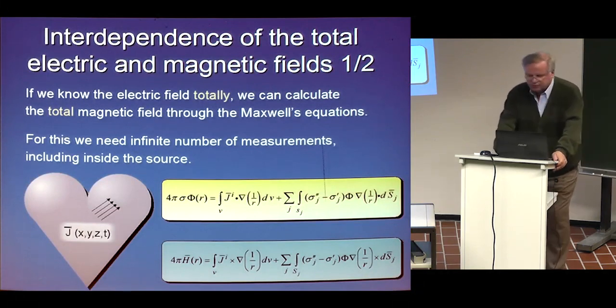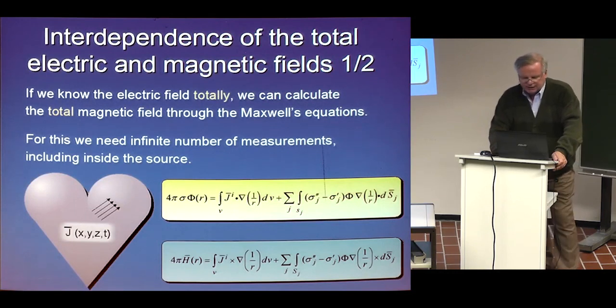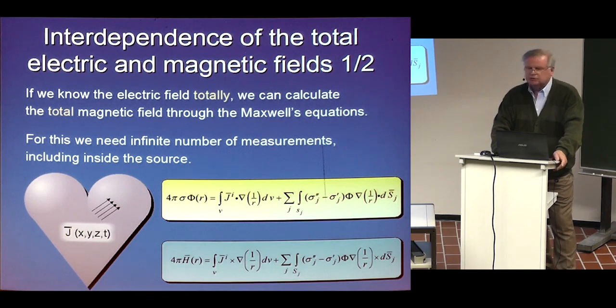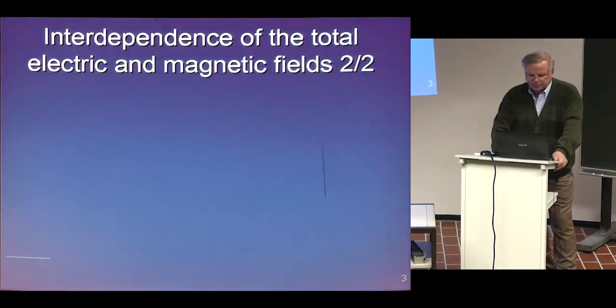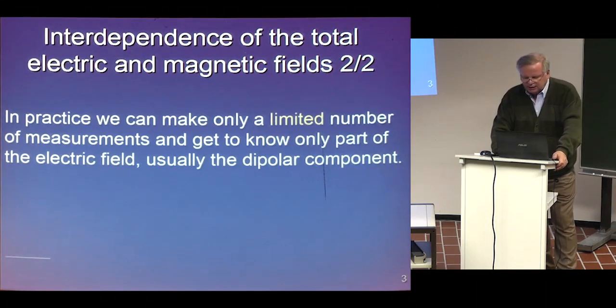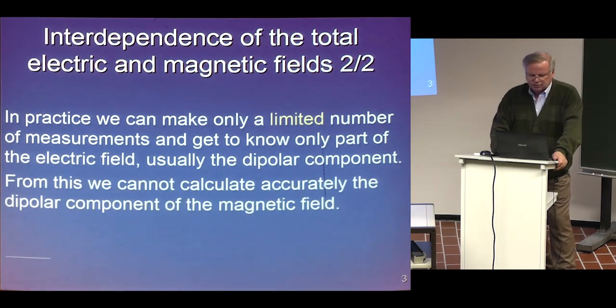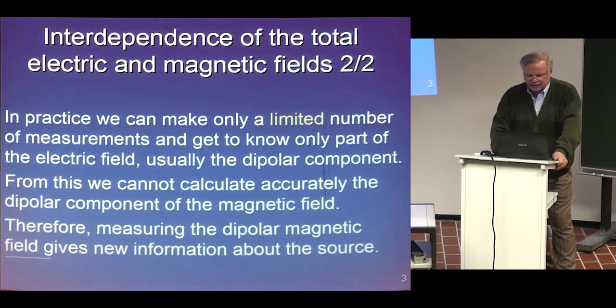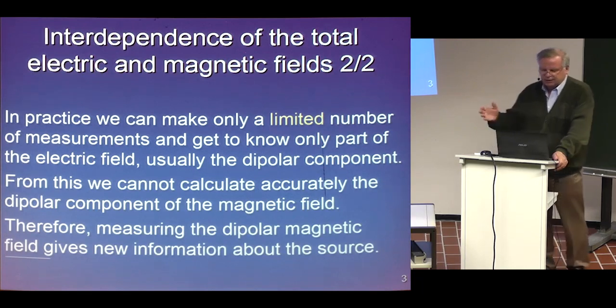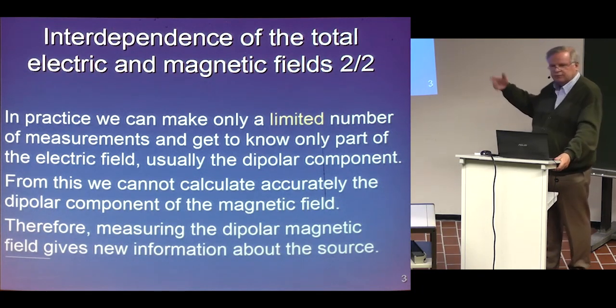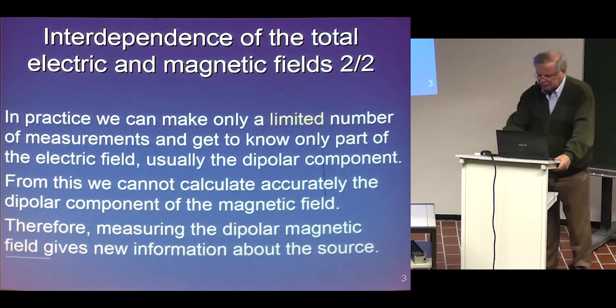Still something about the interdependence of the total electric and magnetic fields. If we know the electric field totally, we can calculate the total magnetic field through the Maxwell equations. For this, we need an infinite number of measurements, including inside the source, just as I said. In practice, we can make only a limited number of measurements and get to know only part of the electric field, usually the dipolar component. From this, we cannot calculate accurately the dipolar component of the magnetic field. Therefore, measuring the dipolar magnetic field gives new information about the source. It is partially independent information.